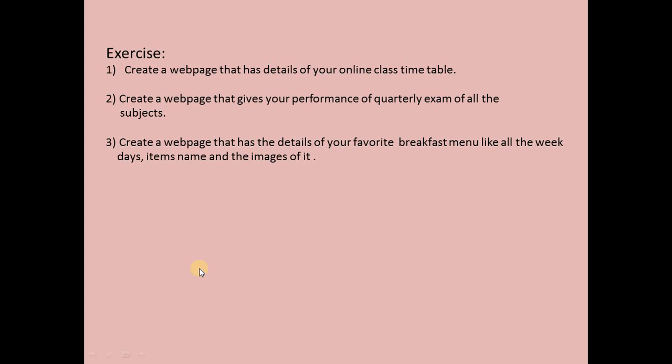Let me give some exercises so you can practice with these. Create a web page that has details of your online class timetable. I think you have got a timetable for your online classes. So create a web page using the table tag. The result should be the timetable of your online class. And one more exercise I have given: create a web page that gives your performance in the quarterly exam. I think most of you have already got your marks of your quarterly exam for all the subjects. To display that performance sheet, create a web page using a table, and use all the attributes.